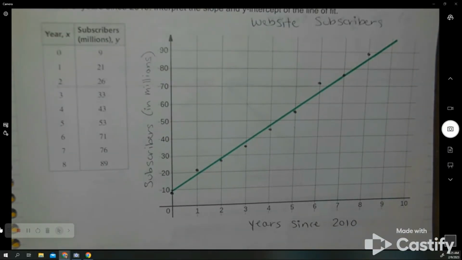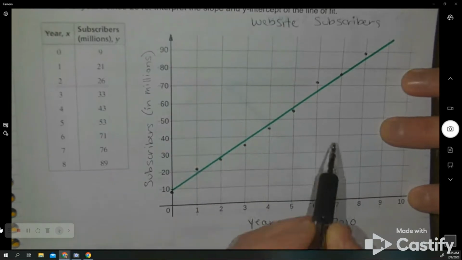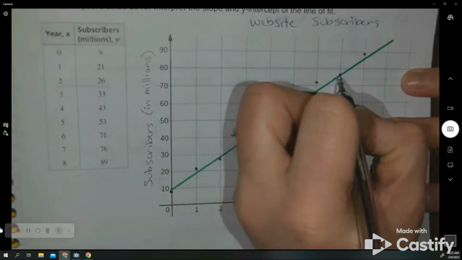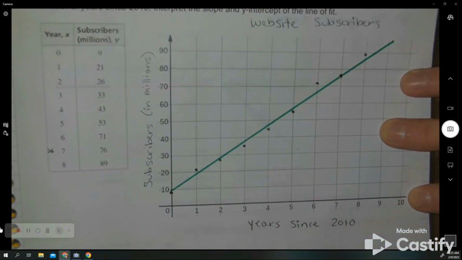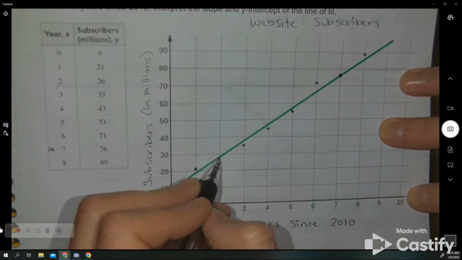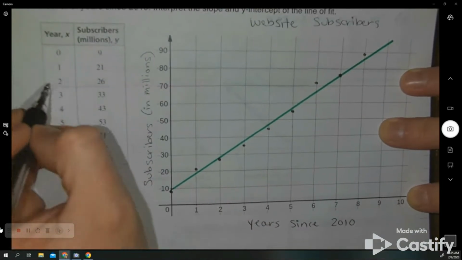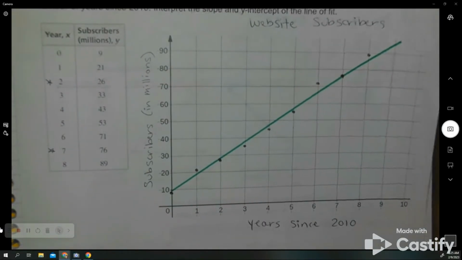Now, in order to figure out the slope of our line, we have to pick 2 points. So it looks like I caught the line right here at 76. I actually did get one of these data points right there already. And then it looks like I also kind of caught the line here. It's about 2 and 26. So we're going to use those 2 data points for this. So let's take those 2.